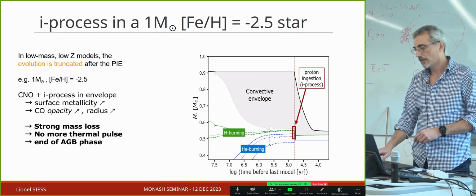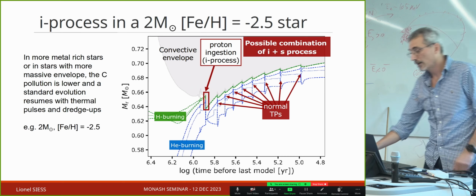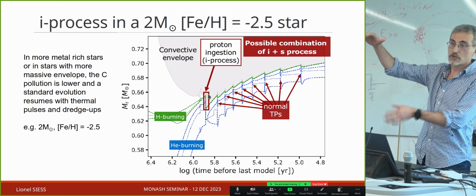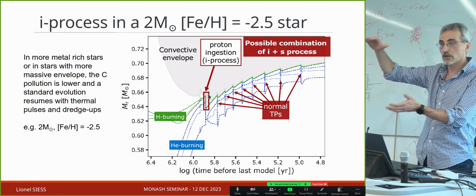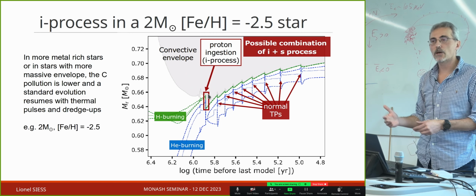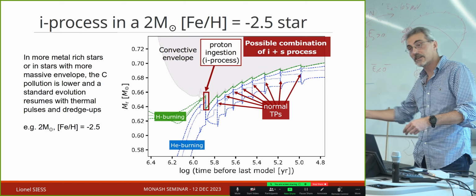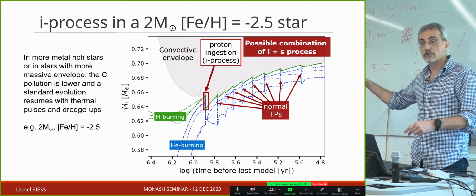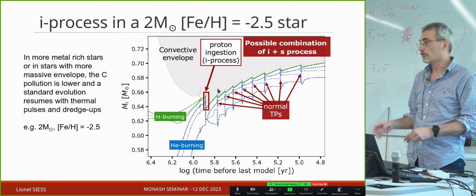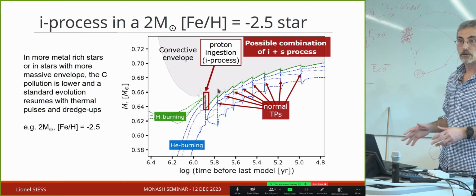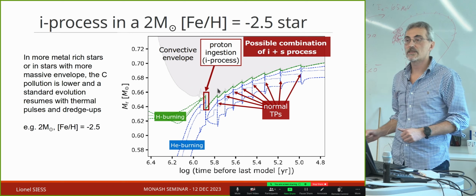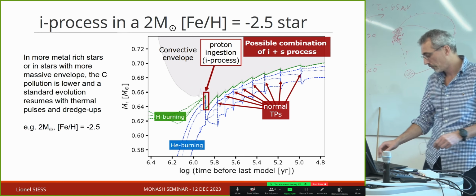But this is different if you use a more massive star, because we still have this proton injection event here. But because here you have 1.5 solar mass of envelope as compared to 0.5, the dilution factors are less, so the enrichment in carbon is less, so the effect on the mass loss is less, and you can have subsequent thermal pulses, as you can see here, before the end of the AGB. So for those stars, they resume a kind of normal evolution after this proton injection, except that the envelope is now polluted with these heavy nuclei.